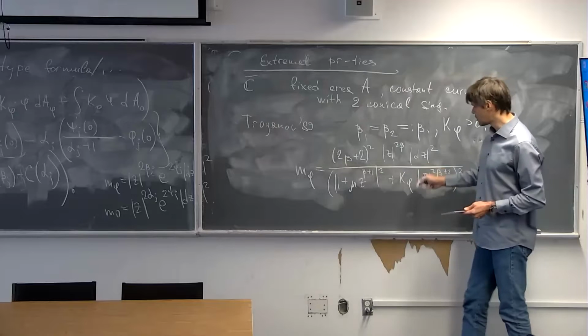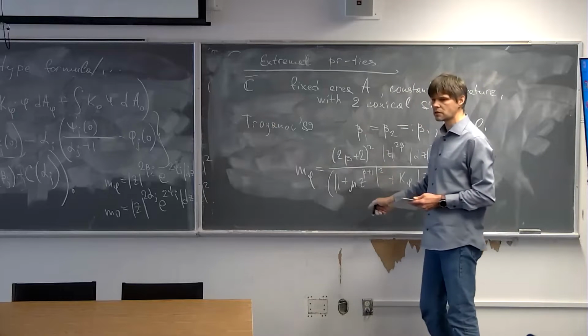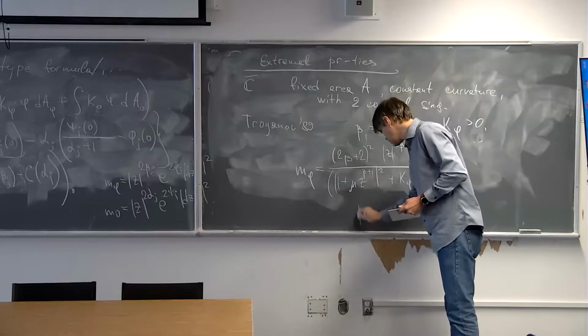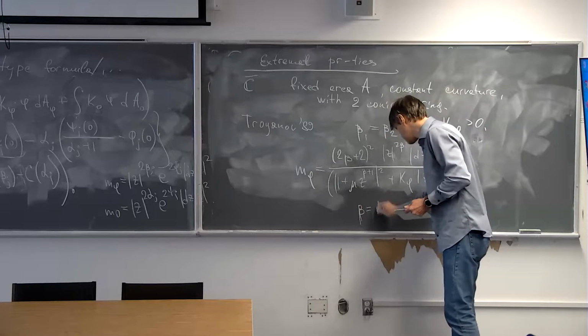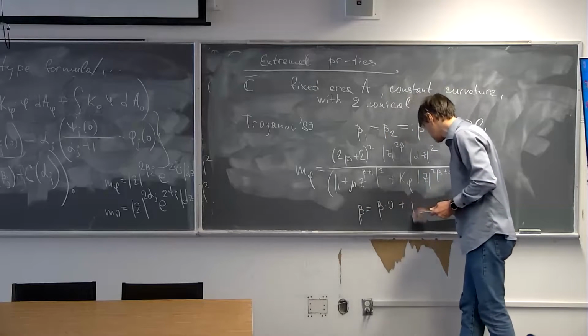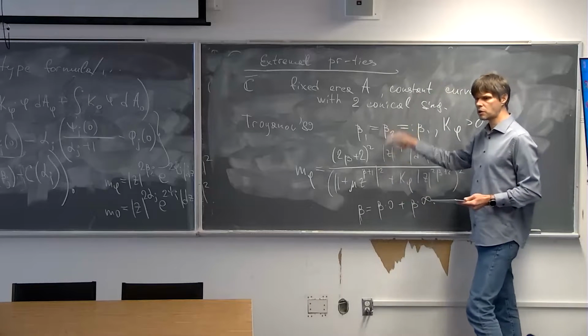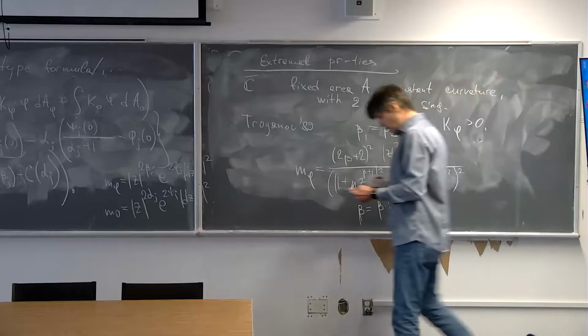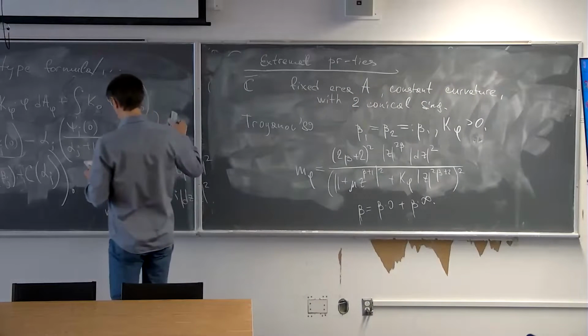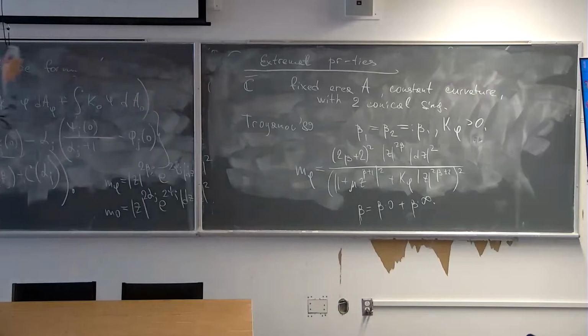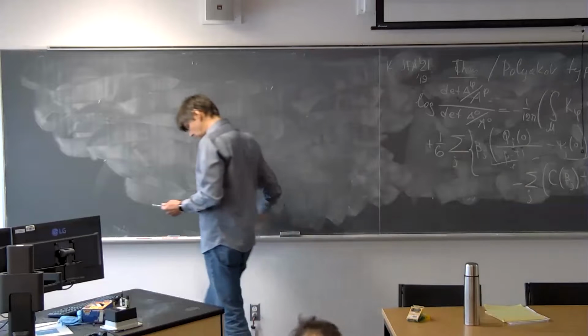This metric is singular, so there are two conical singularities. The first one is at 0, so the corresponding divisor is beta 0 plus beta infinity. The first one is placed at 0, the other one is placed at infinity. I won't be writing the corresponding explicit formula for the determinant. I'll just discuss the consequences, like the resulting extremal properties.